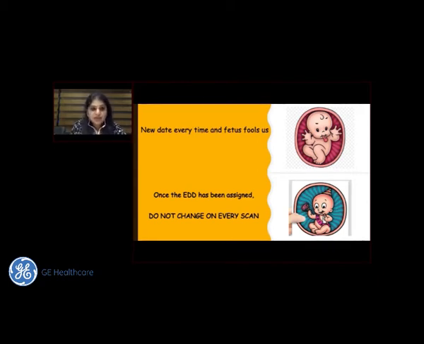Because every time the lady comes for a scan, you are assigning the date according to the weight on that particular day, which you are considering as normal. Okay, so you're going to miss a lot of early FGRs and probably large for gestational age as well. So as a rule, either do not date the pregnancy if there is less than 1 week difference between her gestational age by LMP and ultrasound, or if you have once dated it at 12 weeks, do not keep changing dates every time.